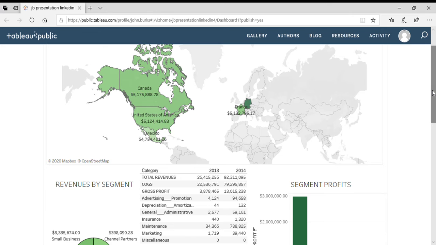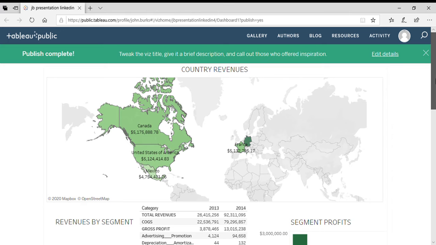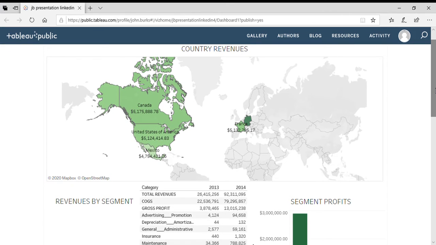And in this particular dashboard, I made it very interactive, and I will show you how it's interactive in a few seconds here. Now, let's first look at what we have. So, this is the country revenues, okay? And as you can see, the map has colors.